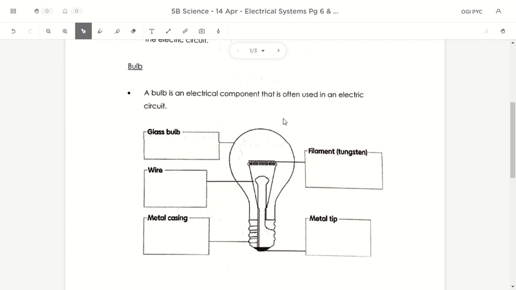Okay, so let's look at the different parts of a bulb. The glass bulb, what is the glass bulb for? The glass bulb actually allows light to pass through because it is clear, it is transparent. Okay, so the glass bulb allows light to pass through.